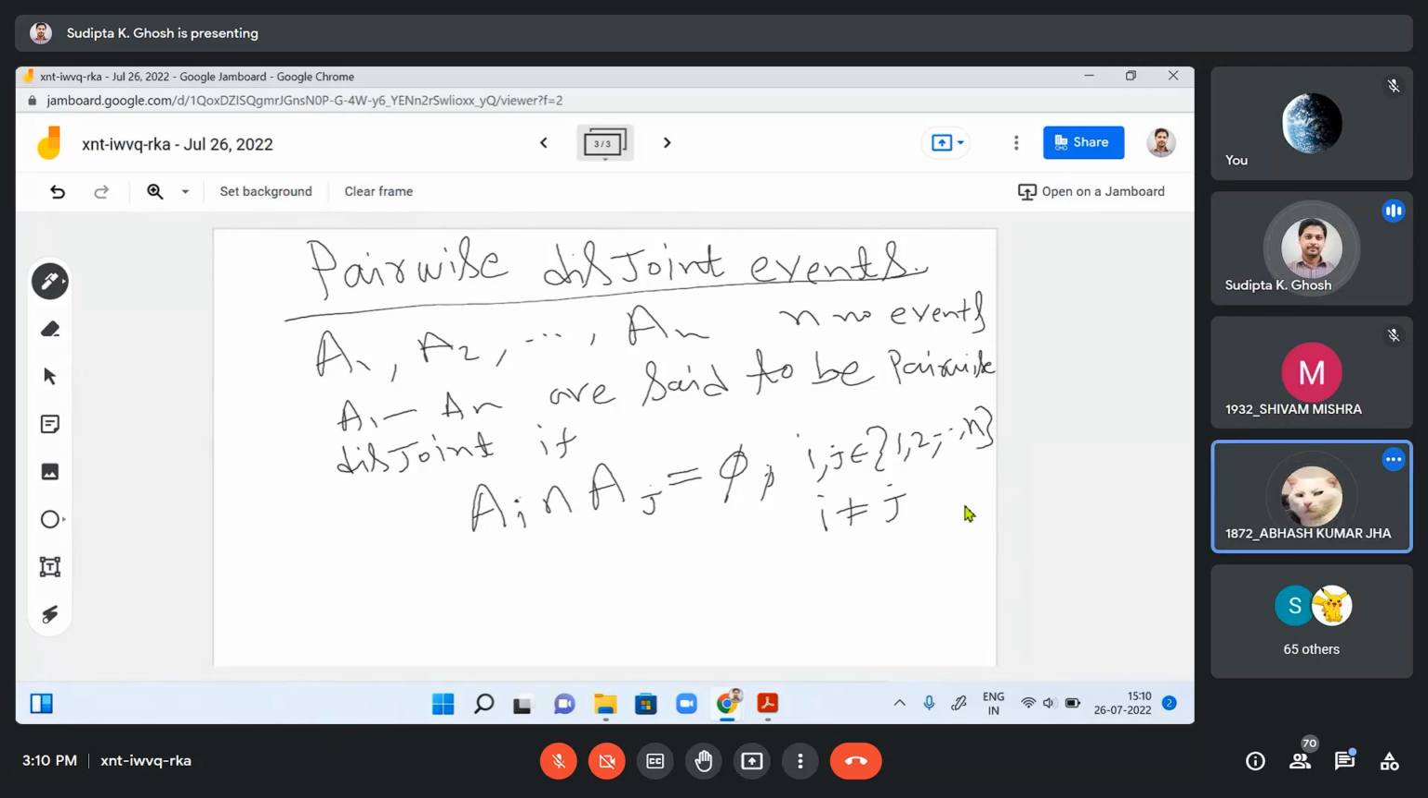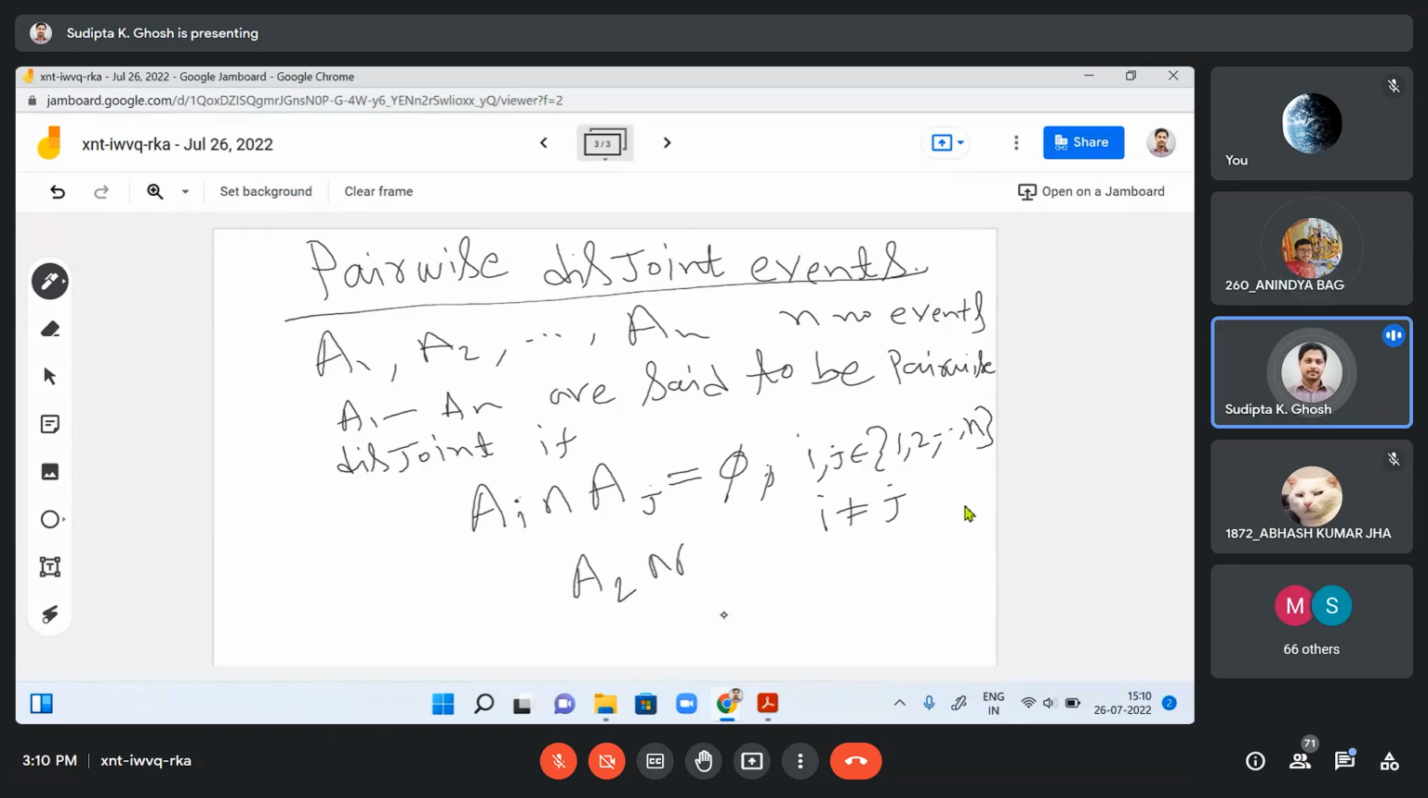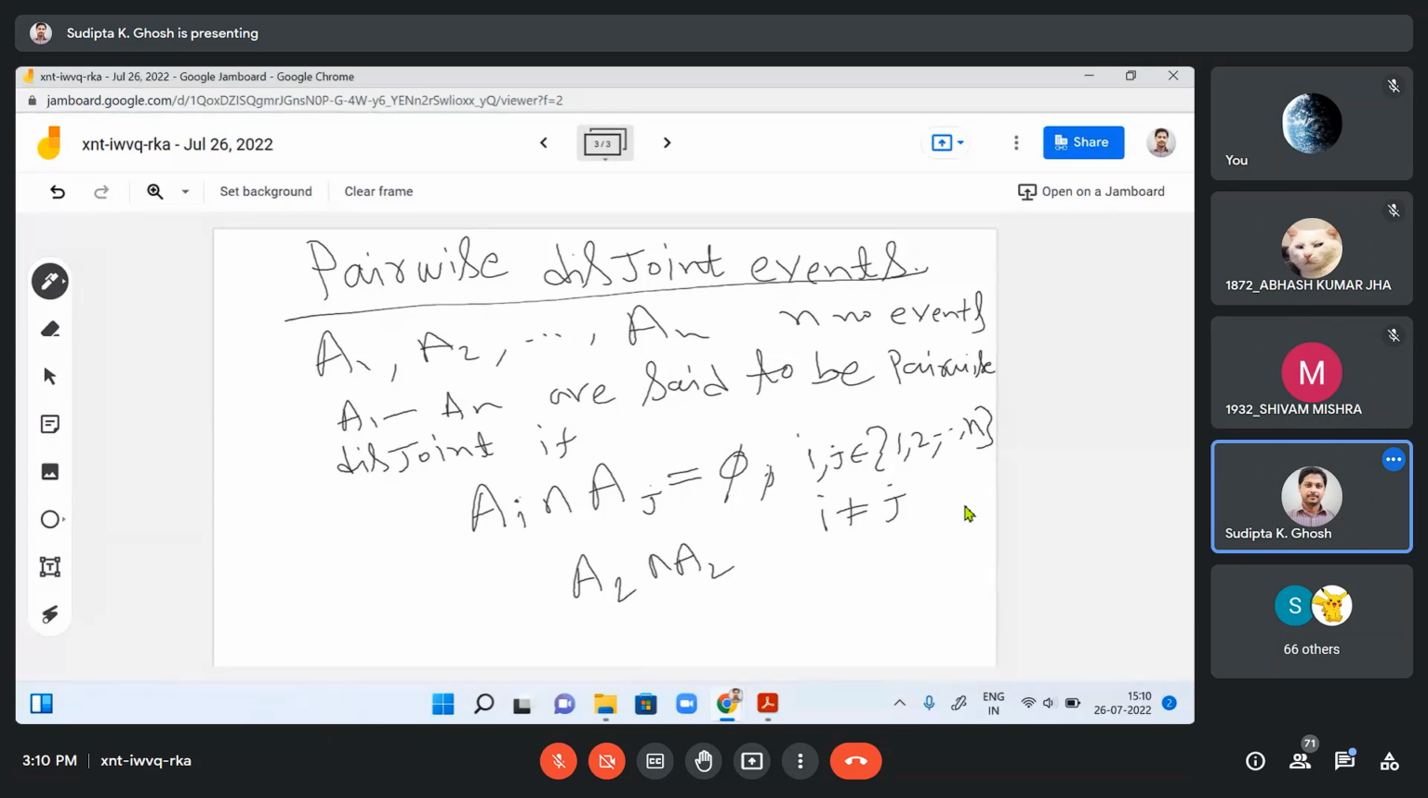Am I audible, students? Yes. So can I take this, A2 intersection A2? No, because I have mentioned i is not equal to j. i and j run from 1 to n, but i is not equal to j. So you can take, for example, A2 intersection A5. So Ai intersection Aj is equal to phi. This should happen.